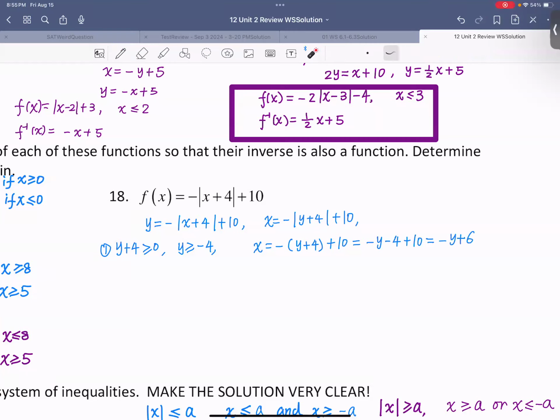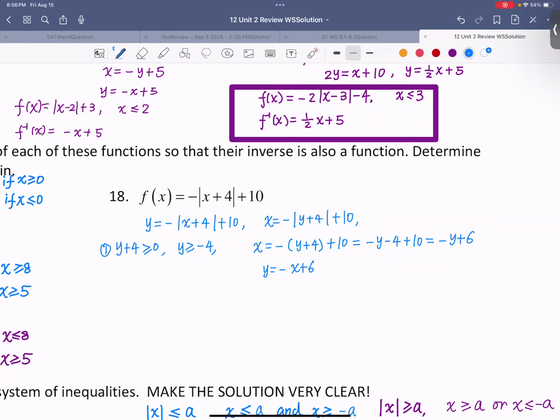And then negative, put on the other side, becomes positive. So y equals? Negative x plus 6. Negative to the left, x to the right, 6 keep it. Correct?